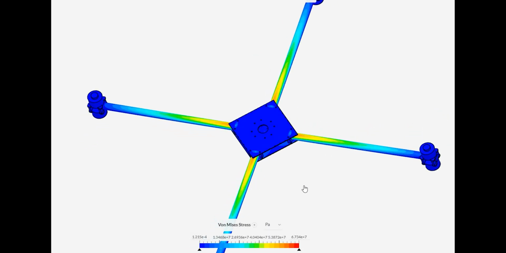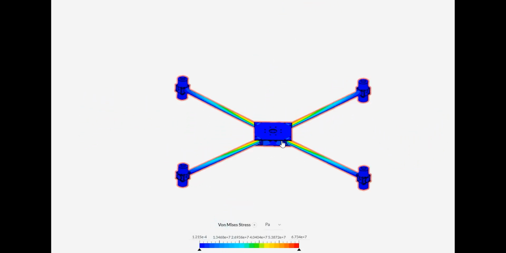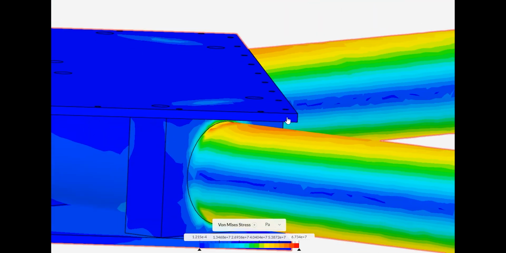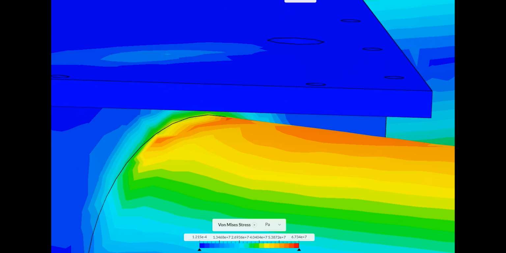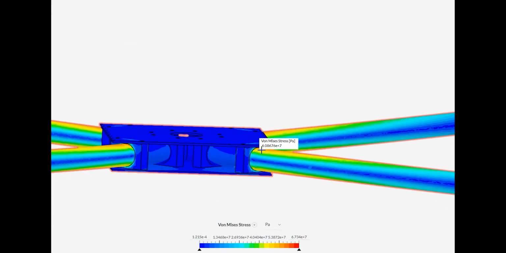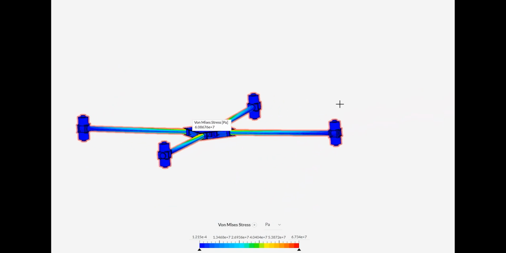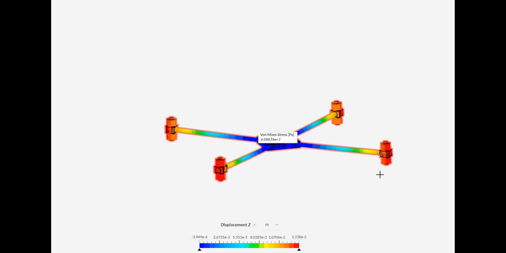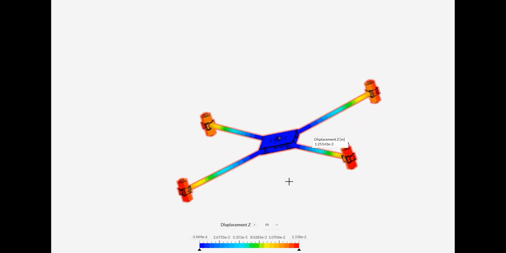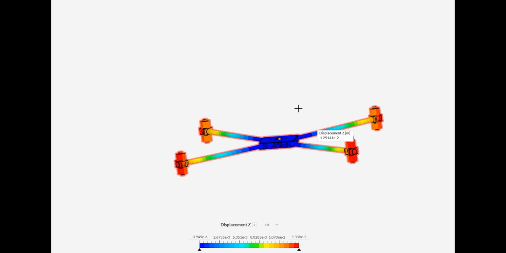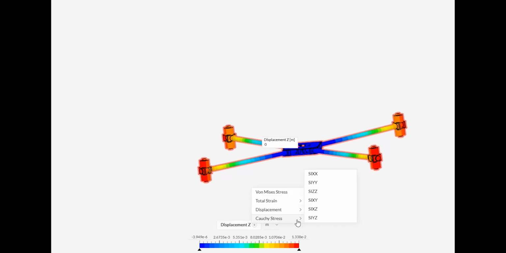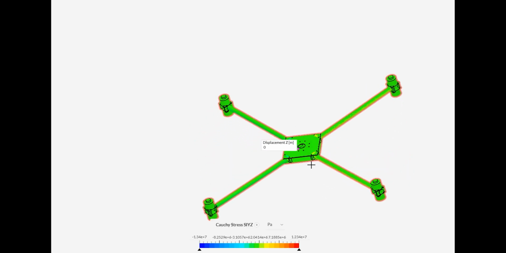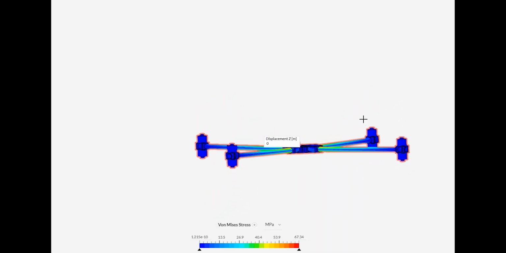The frame is more than just a skeleton. It's a dynamic structure subjected to thrust, torque, vibration, and impact. Every joint, tube, and mount has to be optimized for strength to weight. I started by importing the CAD frame into a structural simulation environment. I defined material properties for aluminum 6061-T6, applied point and distributed loads at the motor mounts, and simulated scenarios like hard landings and sudden yaw commands.